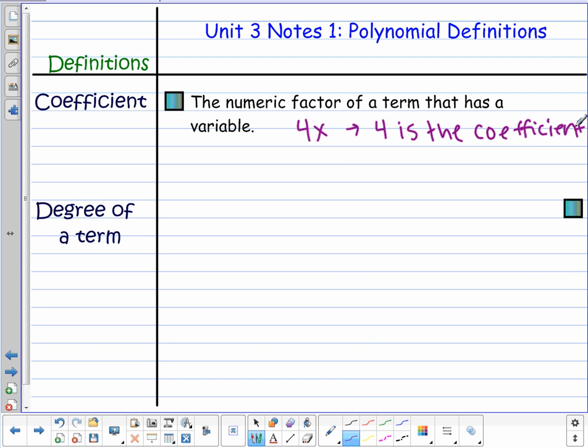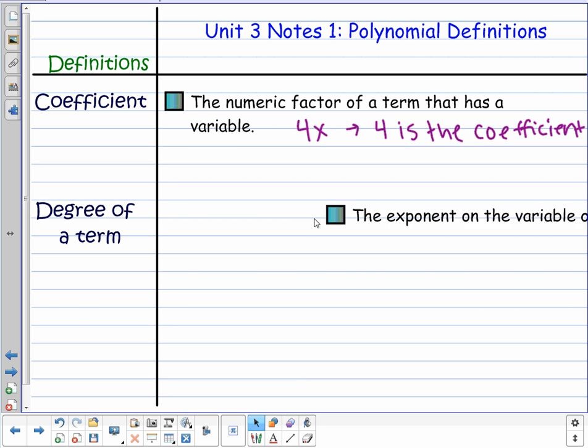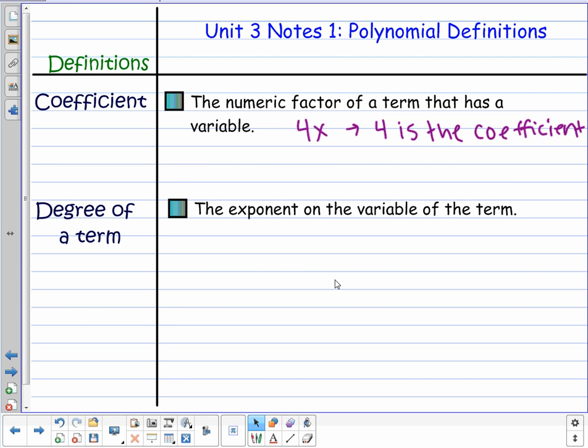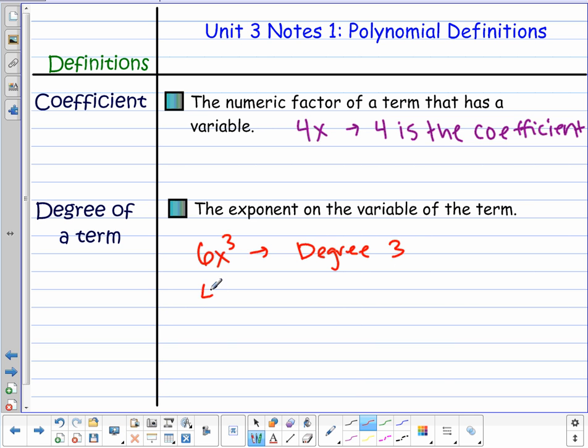Now, degree, this is a new word for you. You probably have not heard the word degree before. The degree of the term is the exponent of the variable in the term. So if I'm looking at something like 6x to the third, this has a degree of 3. If I look at 4x, this has a degree of 1.